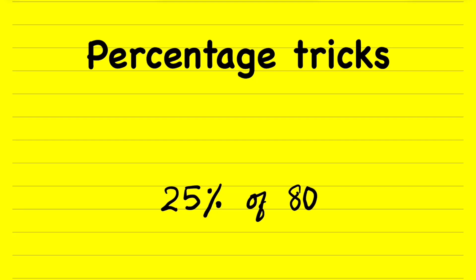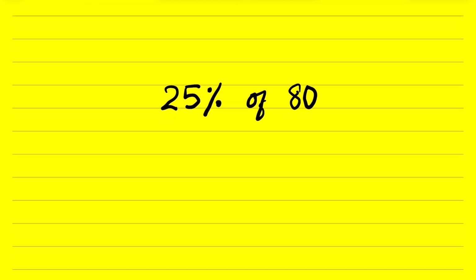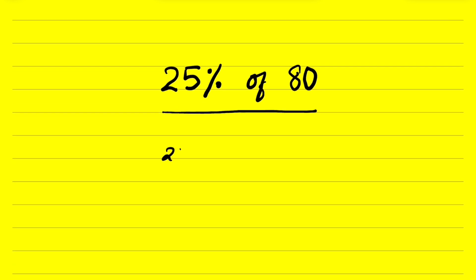So these percentage tricks will help you in calculating percentage in your mind without doing actual calculation. For example, if you have to find the percentage here, 25% of 80. So the actual method is we write 25% as 25 upon 100, then of means multiplication and 80.